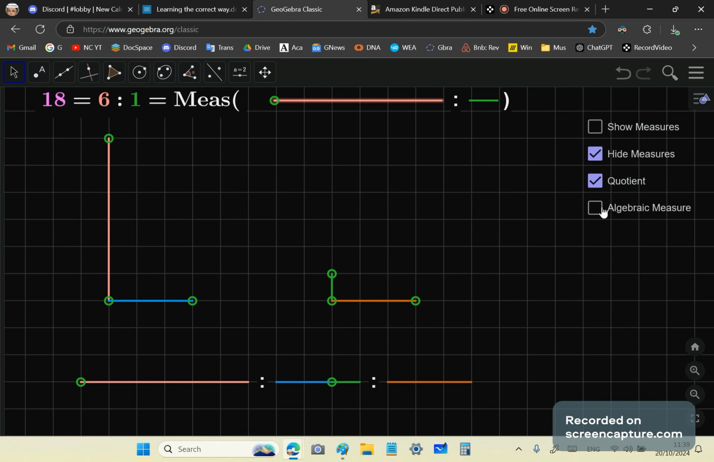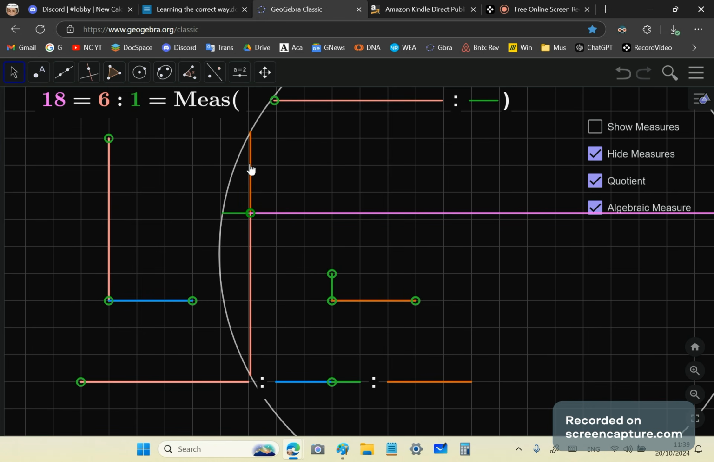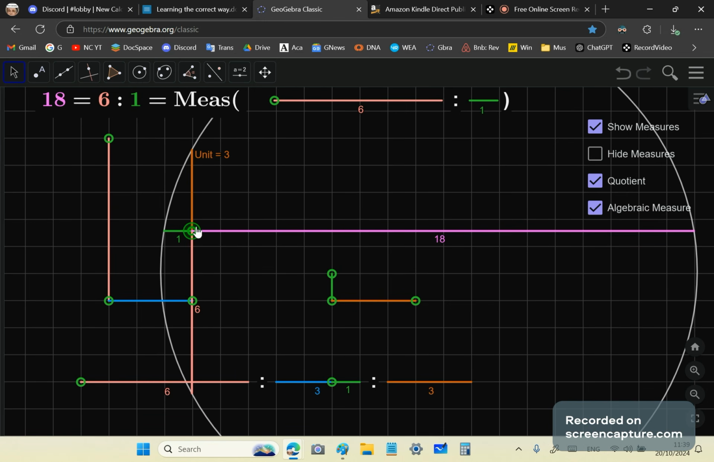But now what's happening here? Let's see. Since the unit is 3, this magenta line must be 18 divided by 3, which gives us 6. Does that make sense? Okay.